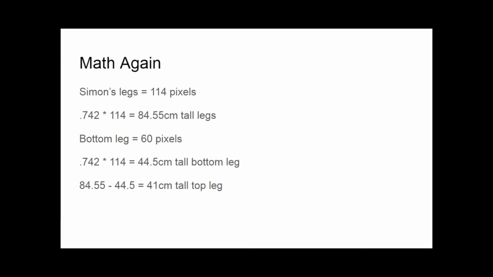And if we take that ratio and multiply it by 114, that would equal 84.55 centimeters, and that's how tall his legs are. And if we take that ratio and multiply it by 60, that would equal 44.5 centimeters, which is how tall his bottom leg is. Now, to find the top part of his leg, you just take the total part of his leg minus the bottom, which is 41 centimeters tall.